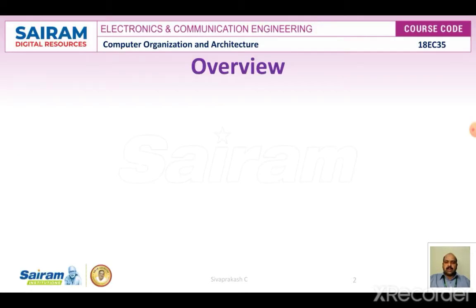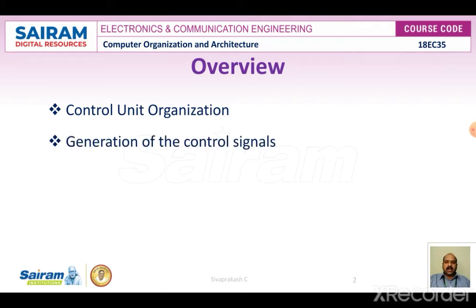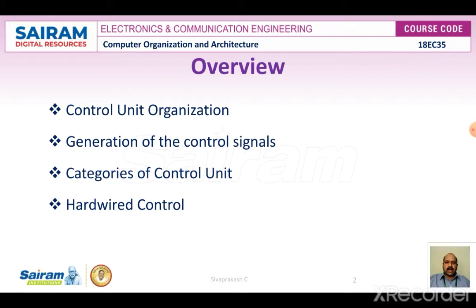So let's see an overview. We are going to discuss the control unit organization and how control signals are generated from a processor, which controls the operation of other parts of the computer. And we're going to see the categories of the control unit. In general, the control unit is categorized in 4 different ways. Here we are going to discuss 2 control units which come under our curriculum: first, hardware control, and second, microprogrammed control. Let us discuss this in detail in the further video.